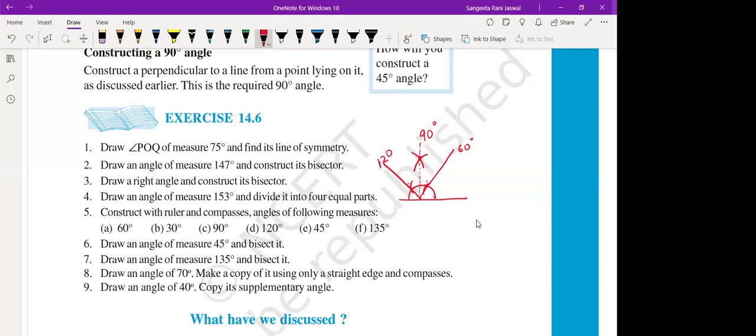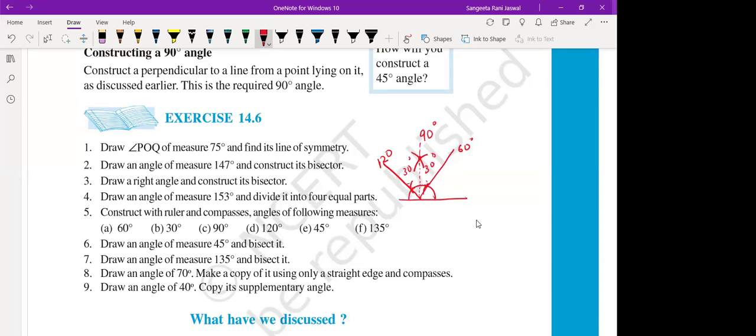From 60 to 90 is 30 degrees. From 90 to 120 is again 30 degrees. So this is the bisector. Understood now? Okay. Ma'am, I'll show it in your next class, ma'am. Yes, show me tomorrow. Okay.